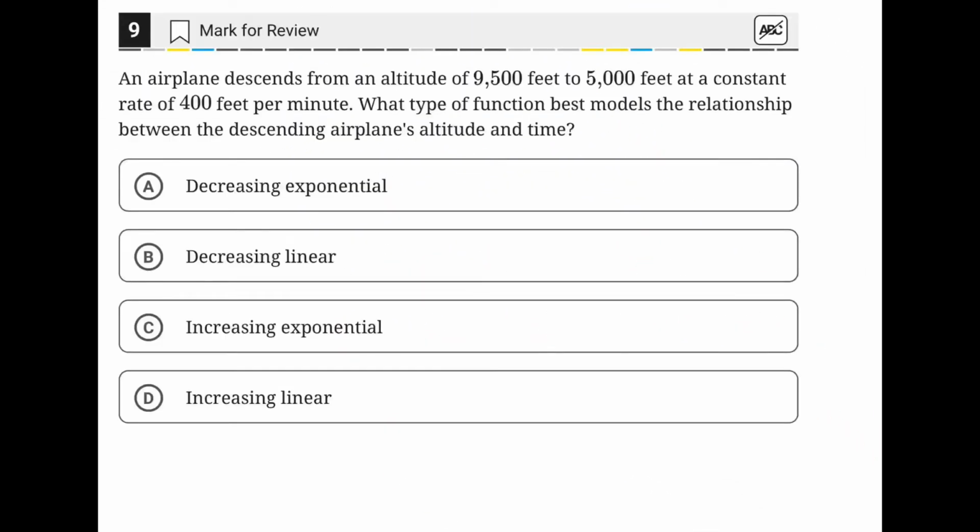An airplane descends from an altitude of 9,500 feet to 5,000 feet at a constant rate of 400 feet per minute. What type of function best models the relationship between the descending airplane's altitude and time? So there's a lot of questions like this. Is it linear or is it exponential? And then is it increasing or decreasing? You have to look for keywords. Constant rate tells us it is not exponential. Descends tells us it is decreasing. So it's not increasing. The answer is B.